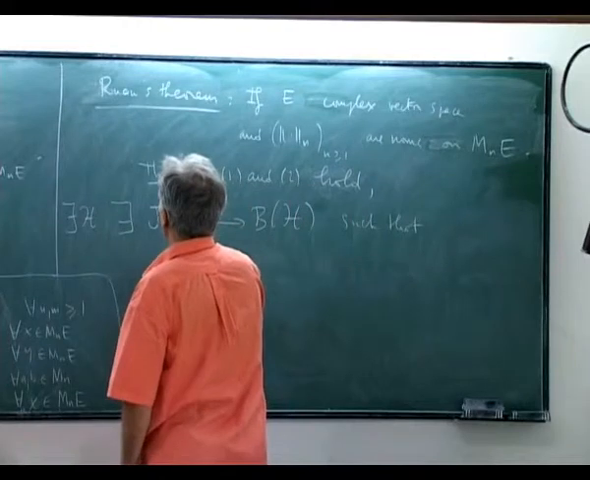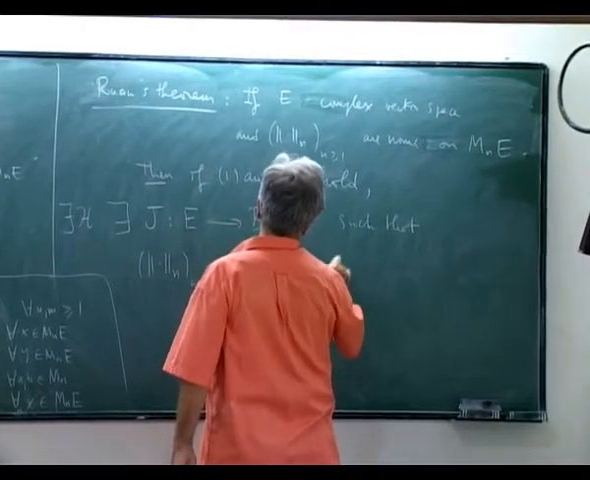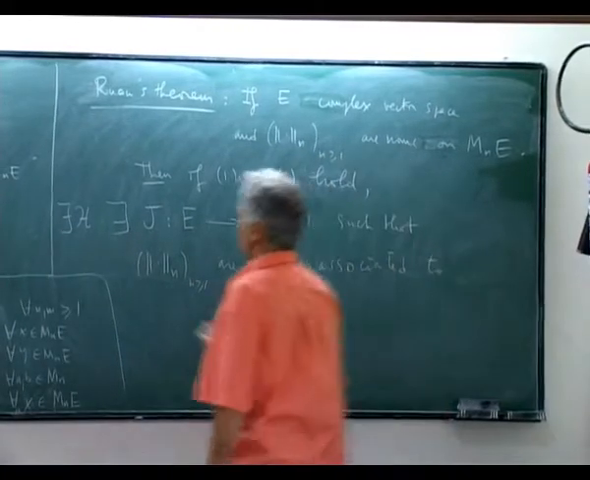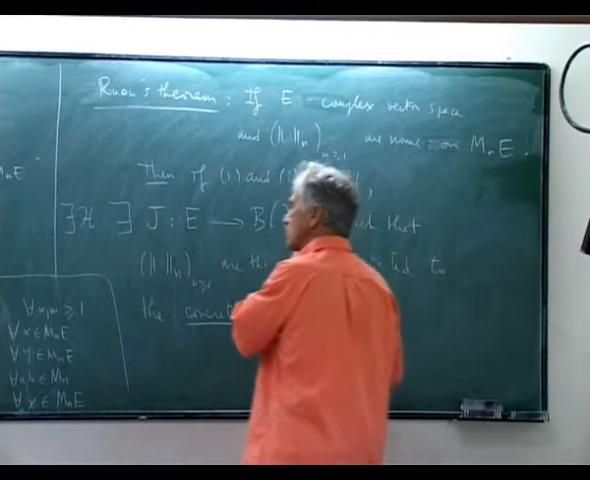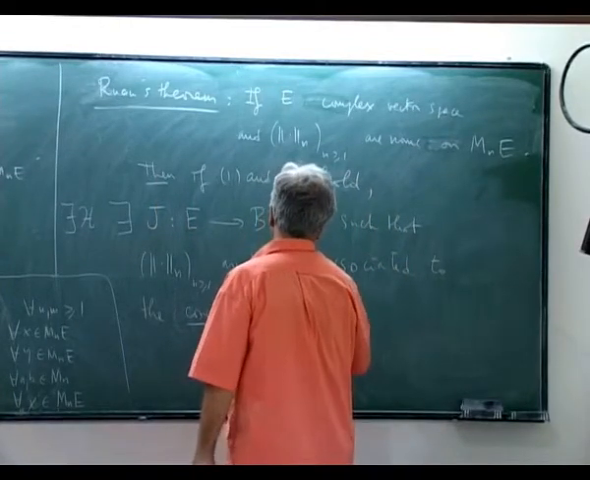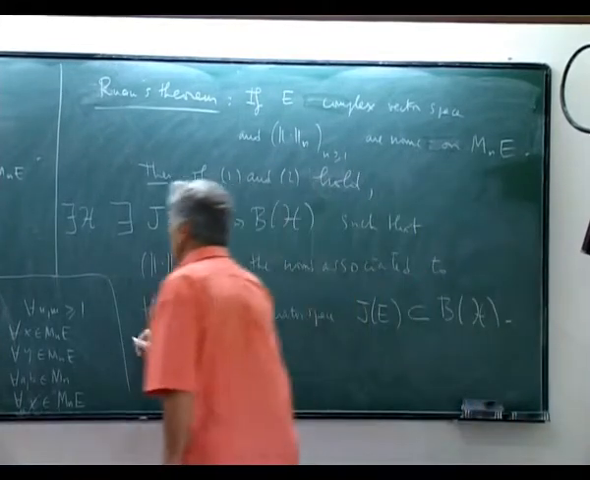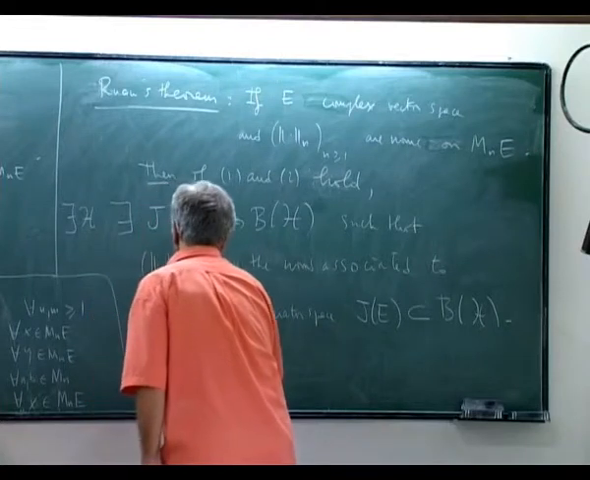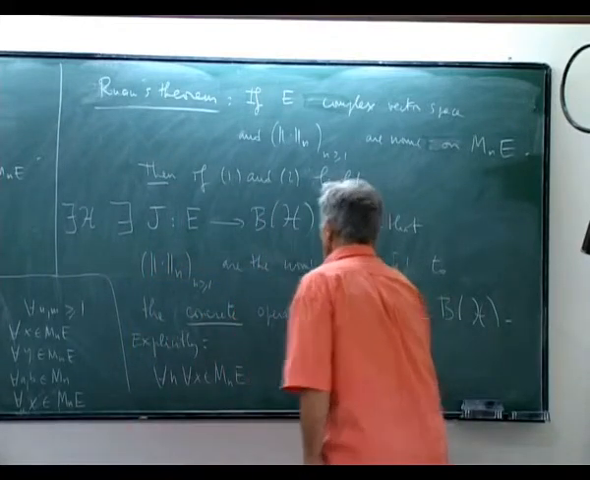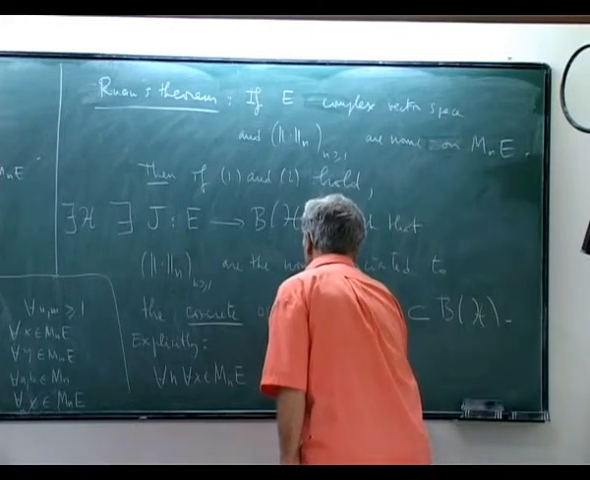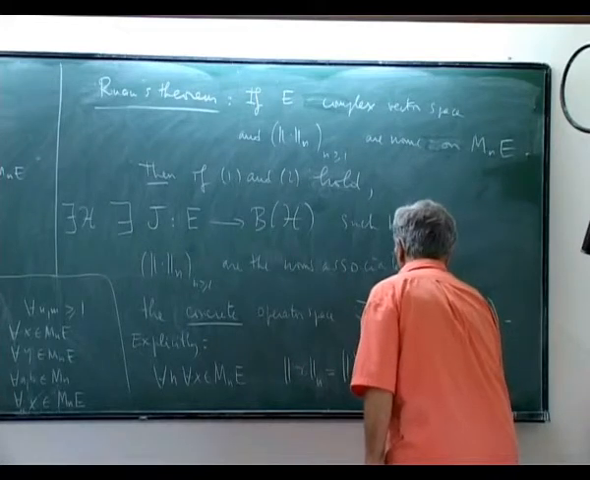the norms N are the norms associated to the concrete operator space. I'm introducing the terminology at the same time, which is what everybody uses: the concrete operator space J(E) sitting in B(H). Explicitly, this means that for any n and for any x in M_n(E), the norm of x, norm n, is simply the norm of the matrix J(x_ij) in M_n(B(K)).